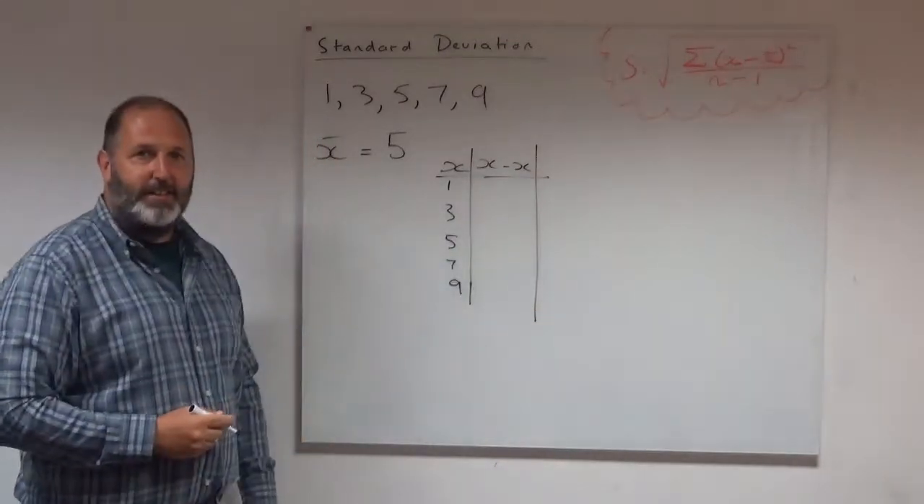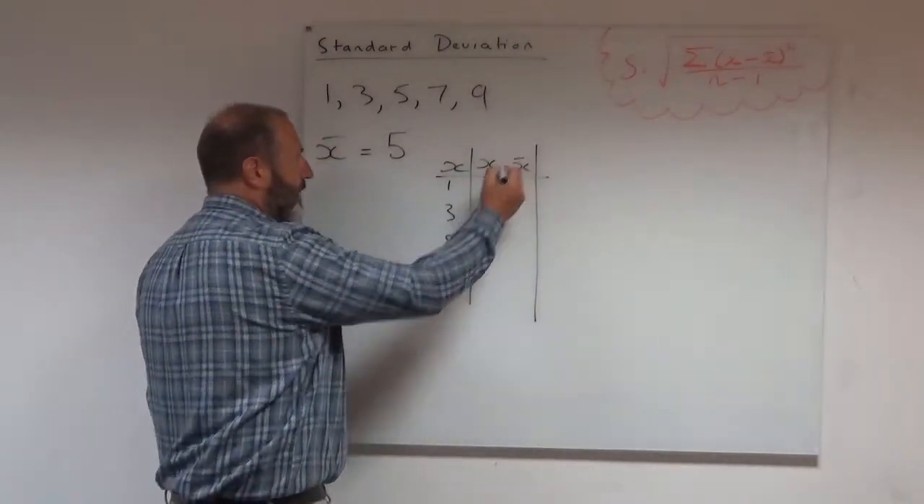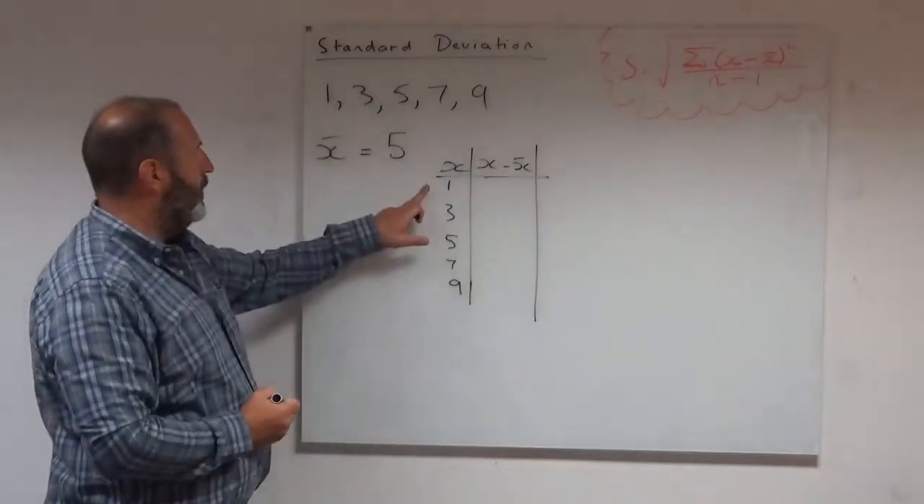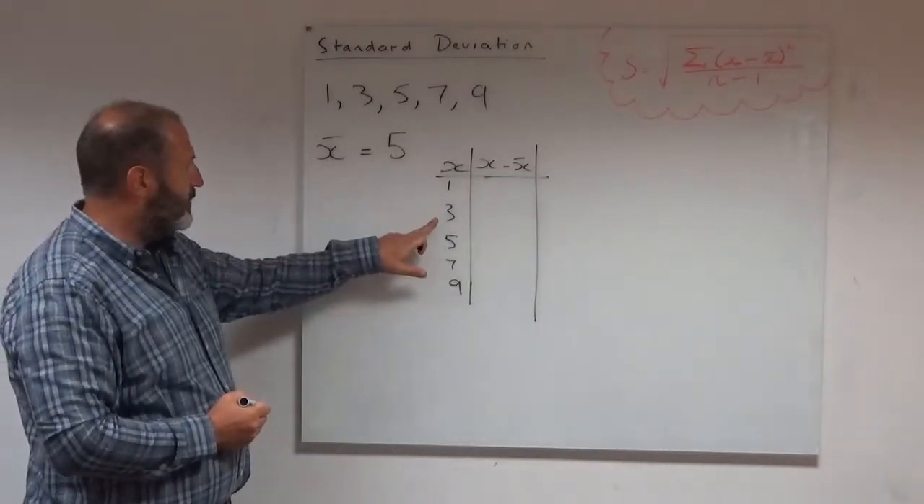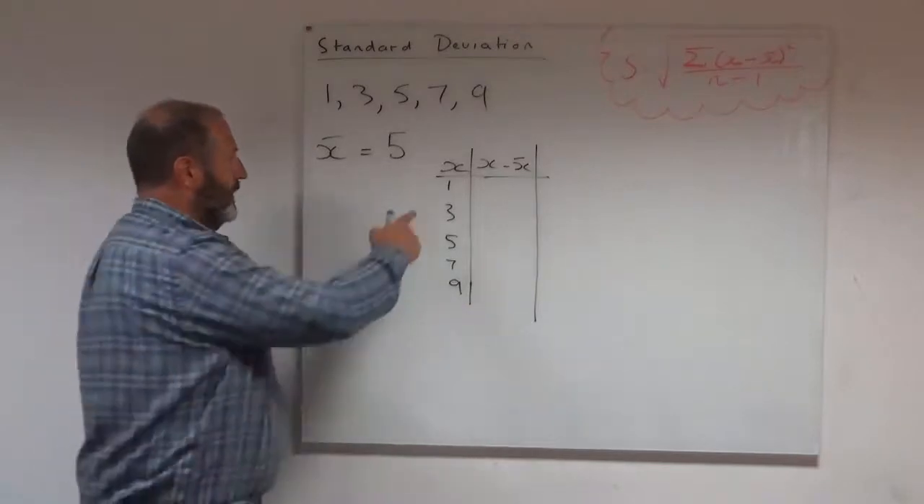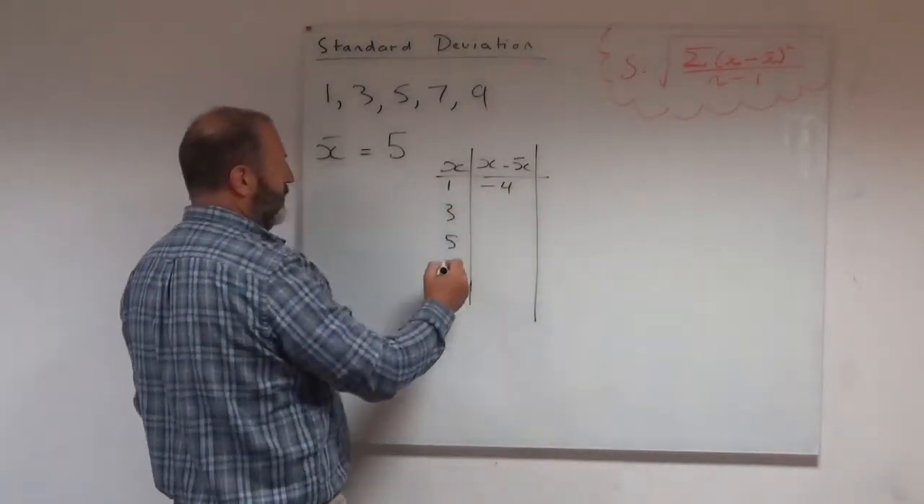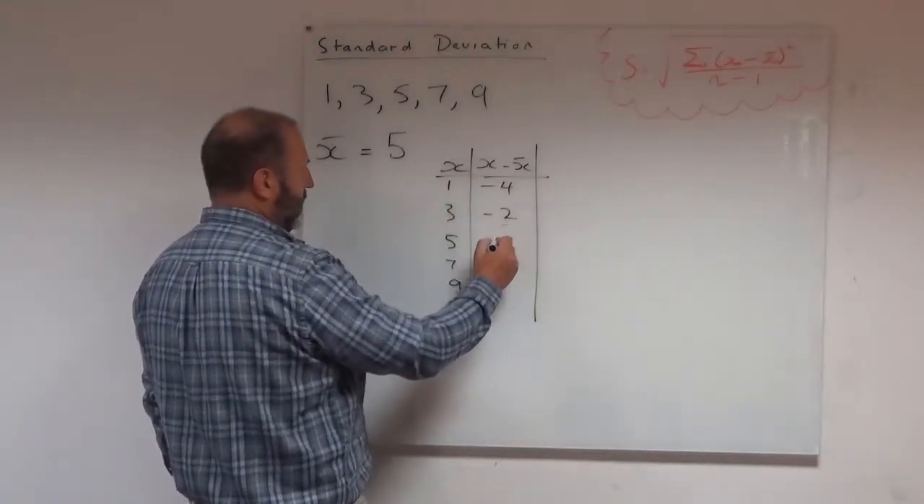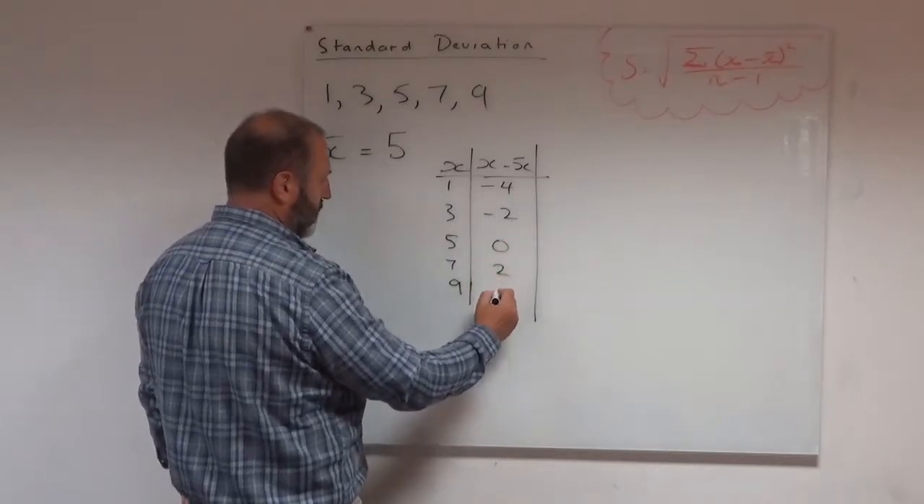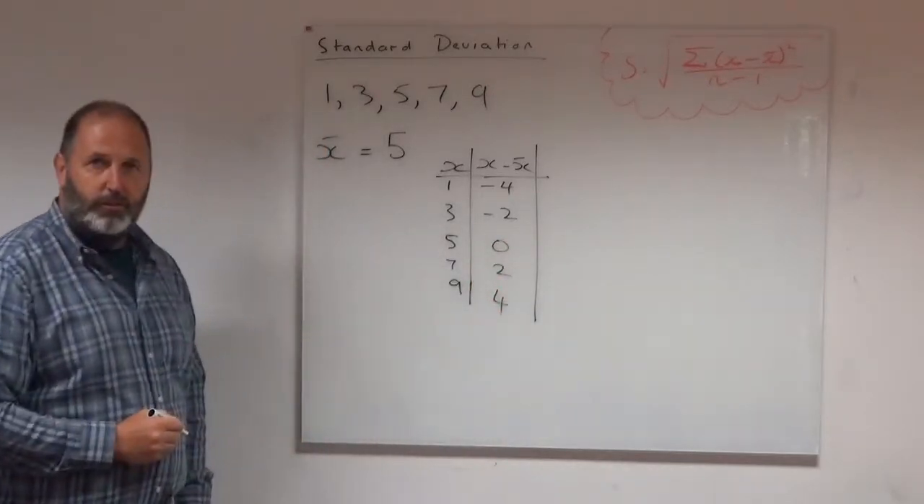So my next heading is x minus x bar. So it's 1 minus 5, it's 3 minus 5, and so on. So 1 minus 5 would be minus 4, 3 minus 5 minus 2, and then 0, 2, and 4.